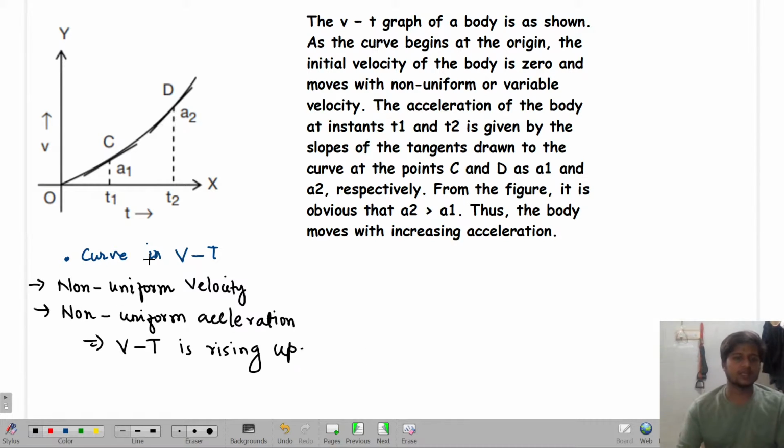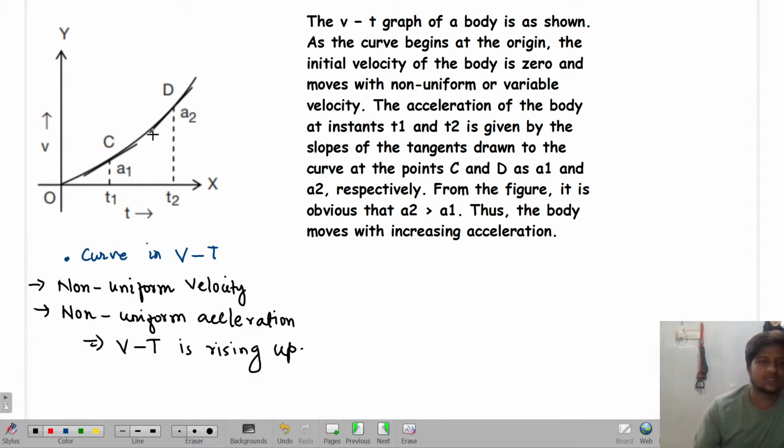So if you get a curve in a velocity time graph like this kind of curve, it is a case of non-uniform velocity. If you have a non-uniform velocity, then two things can happen. Either the velocity will decrease non-uniformly or it will rise up non-uniformly. If it is going to rise up non-uniformly, I am going to call it non-uniform acceleration. If it is going to slope down in the velocity time graph, then it will have non-uniform retardation.